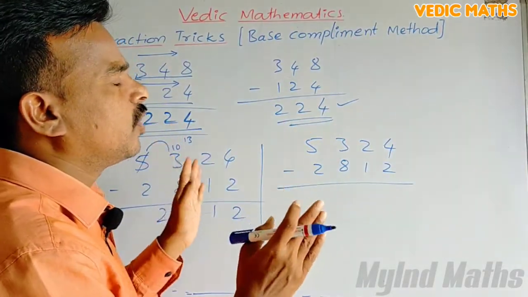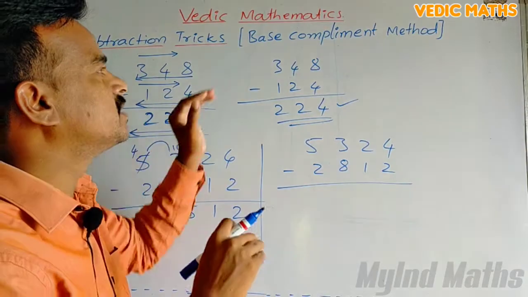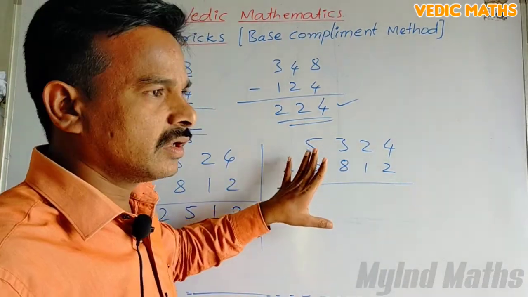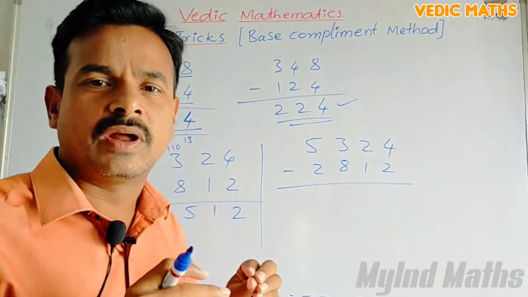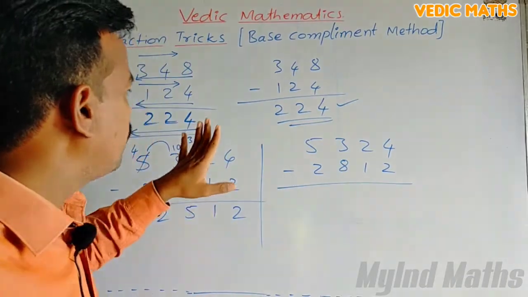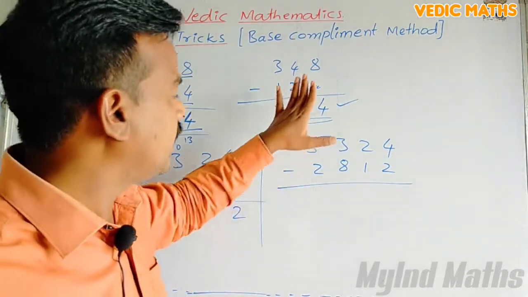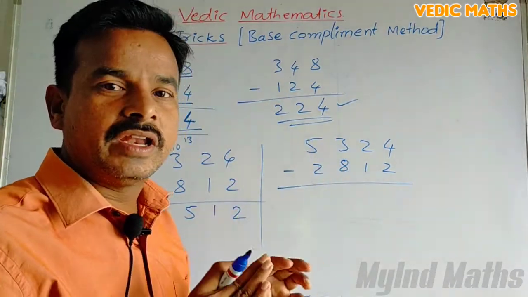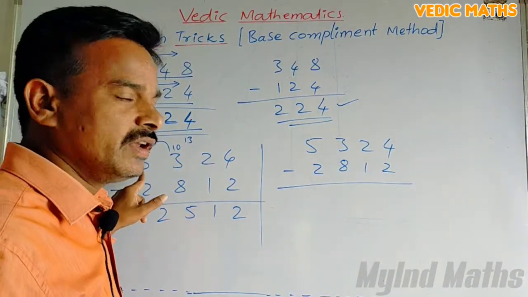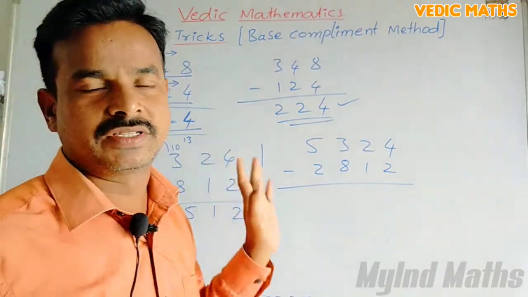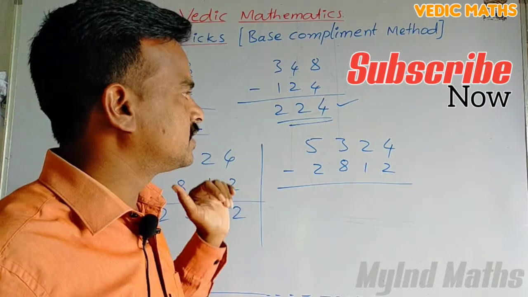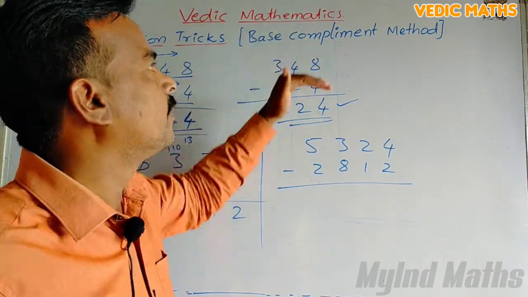It is very important, and by using this base complement method we can do this type of subtraction in one line only and very easily. We need not borrow anything in this method. In the Vedic method we need not borrow, we need not add this number, and we need not cut numbers like this. But how can we do it? To do this subtraction by using the base complement method.